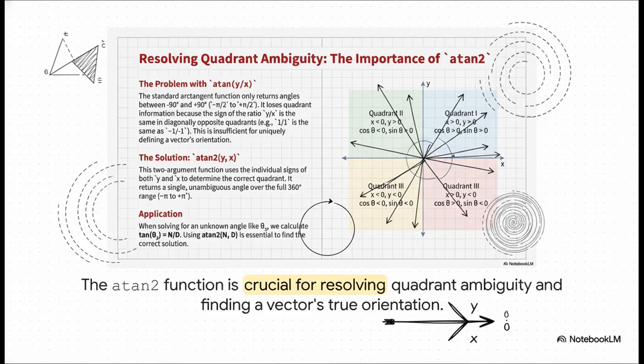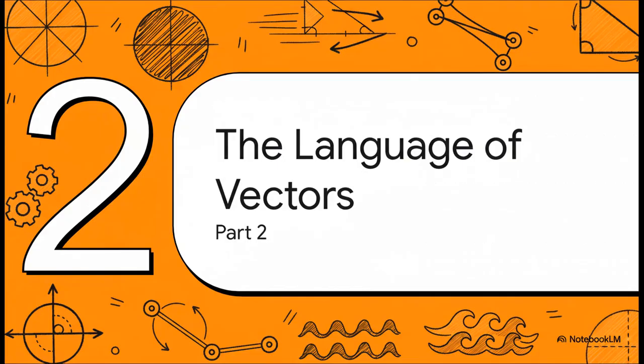It looks at the signs of both the x and y components, so it knows exactly which quadrant the vector is in. It gives you the full, unambiguous 360-degree picture every single time. It's a game changer. All right, our trigonometric toolkit is fully stocked. Now it's time for part 2, learning the language of vectors.